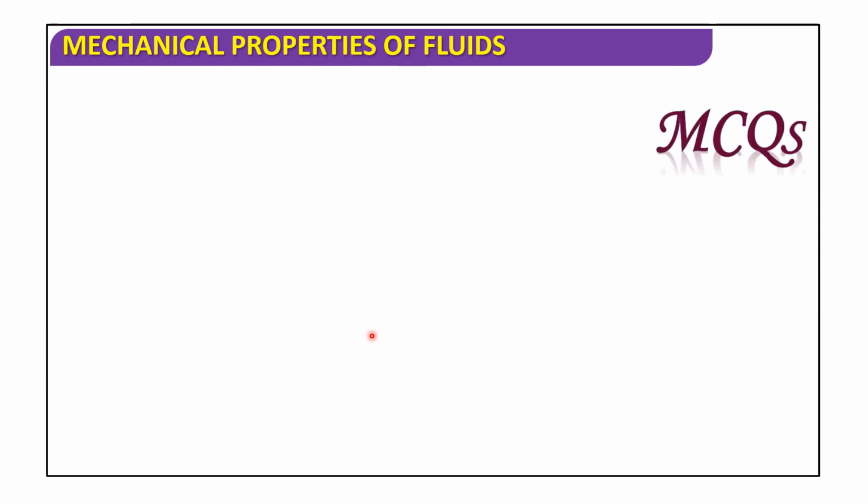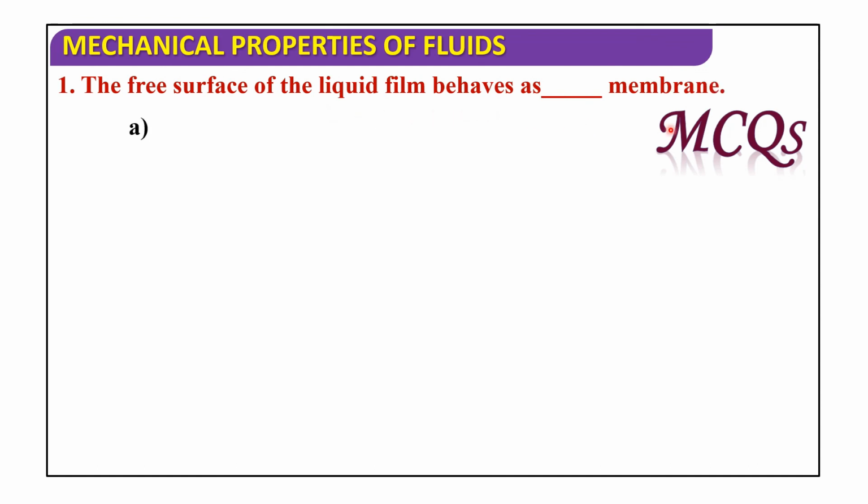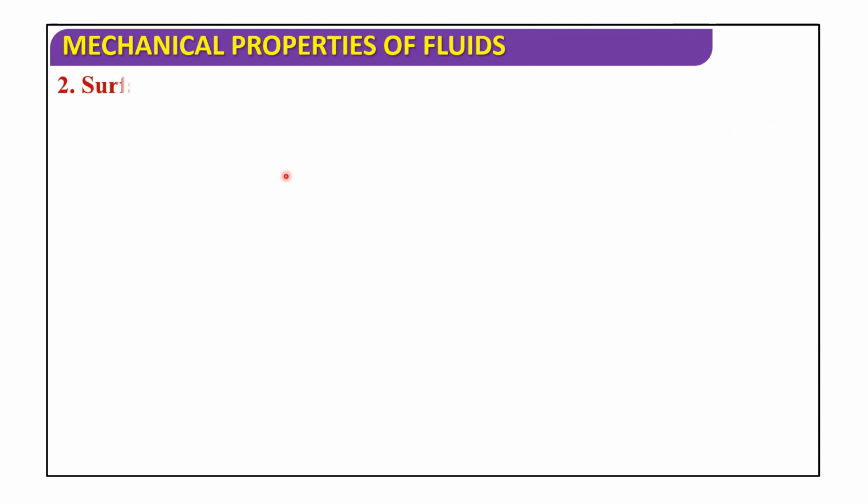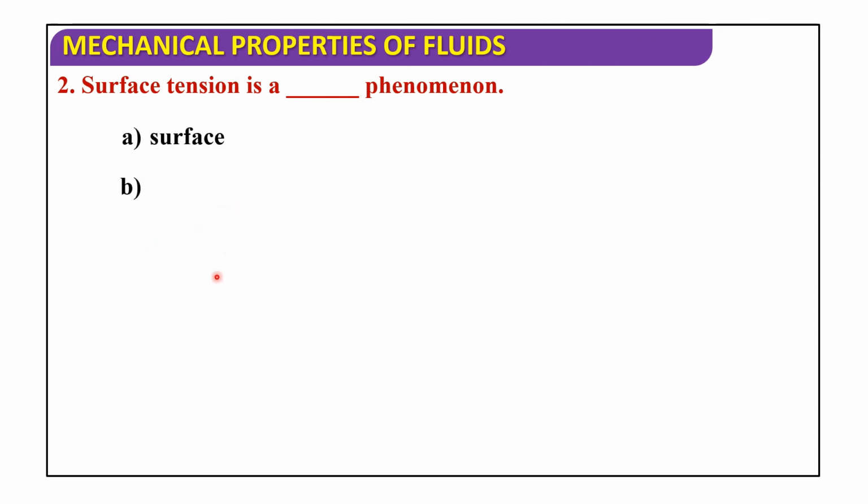Now let us discuss MCQs. The free surface of the liquid film behaves as dash: membrane, stretched elastic membrane, rigid, or plastic, or none of these. The free surface of the liquid film behaves as stretched elastic membrane. Surface tension is a dash phenomenon: surface, bulk, atomic, or all of these. Surface tension is a surface phenomenon.